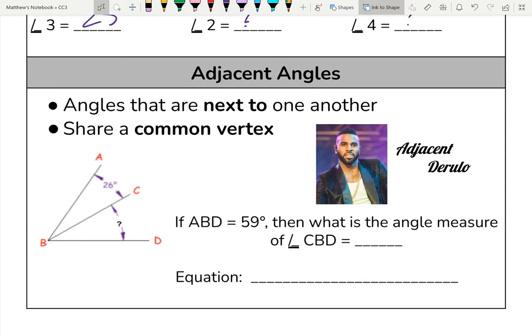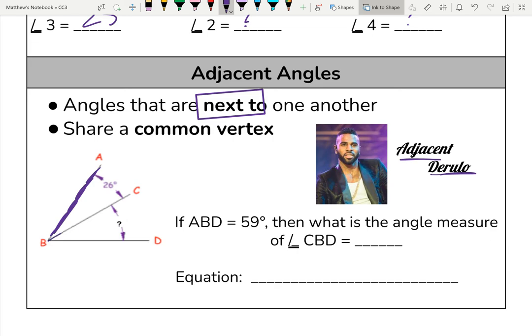And then we have adjacent angles, angles that are next to one another. And how I remember next to is by thinking of adjacent Derulo, or Jason Derulo as you guys know him. But he always says, all I wanna do is get up next to you. He's very adamant about getting next to you. All right? That's all he wants to do 24/7.